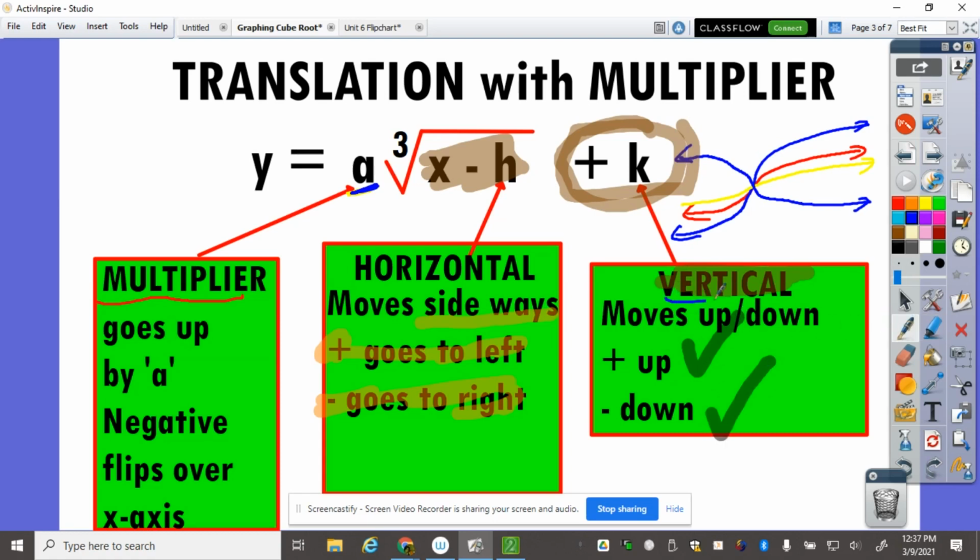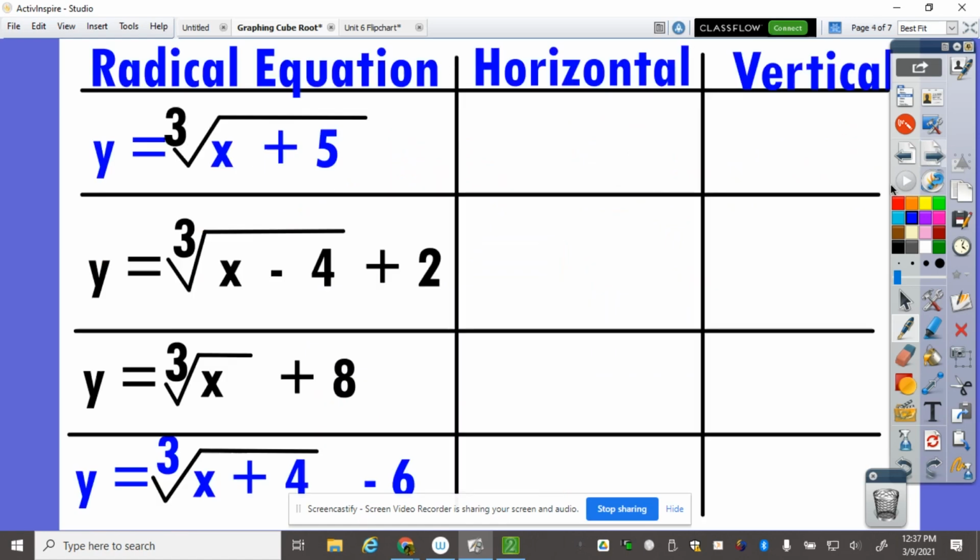If you notice, in a vertical, it's as is, whatever the sign. If it's positive, it goes up 2, let's say. But here, if it's plus 2, let's say, that means it's going to go left. So you got to pay attention to the sign. So let's try to fill out this table here.